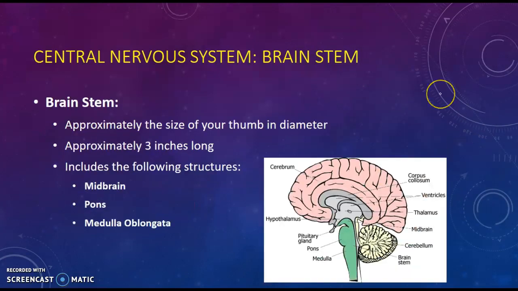Okay, so that was your diencephalon. Now we're going to move into the brainstem. The brainstem is approximately 3 inches long, and it's going to be right below that diencephalon, and it's going to contain 3 very important structures: your midbrain, your pons, and then the medulla oblongata.